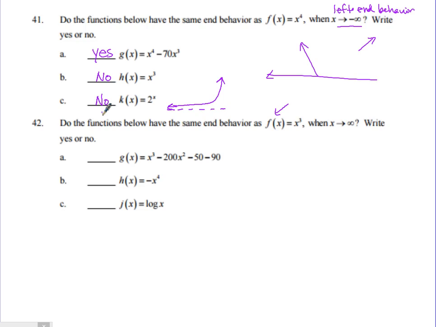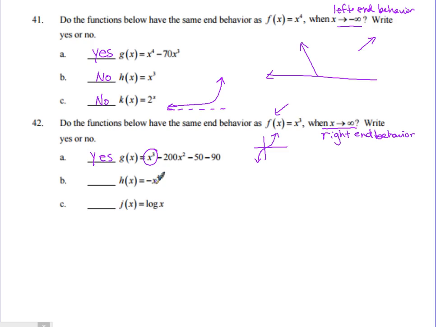All right. Then it asks, do the functions below have the same end behavior as x cubed? So as we go to the right, so the right end behavior, and we're looking at x cubed. So x cubed, cubic, it's an odd function. So my end behavior is a positive slope, positive general trend, and it looks like that. So let's compare these. Again, I don't need to worry about any of that. All I need to worry about is x cubed. Well, if it's x cubed and x cubed, they're going to have the same end behavior. So yes, they have the same.